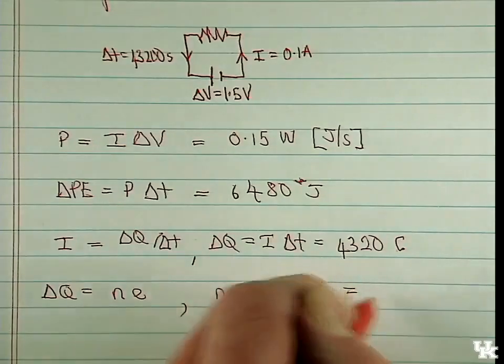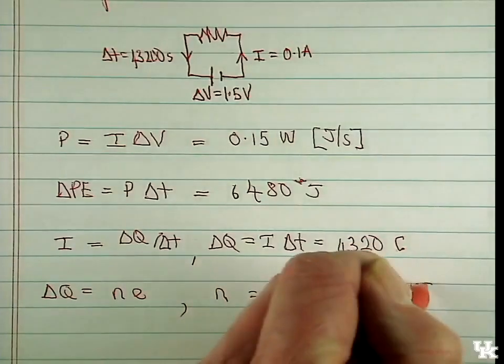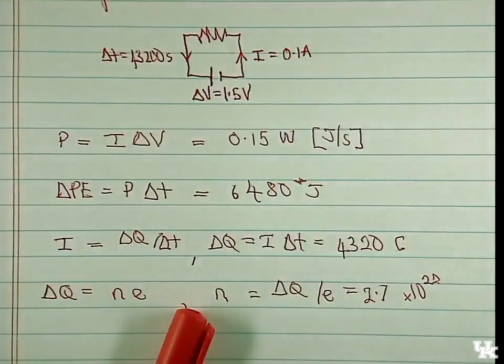It's 2.7 times 10 to the 22. And that's just a number. It's unitless. It's a number of electrons. So a massive number of electrons walk around the circuit.